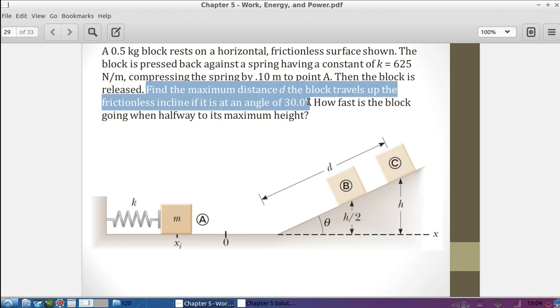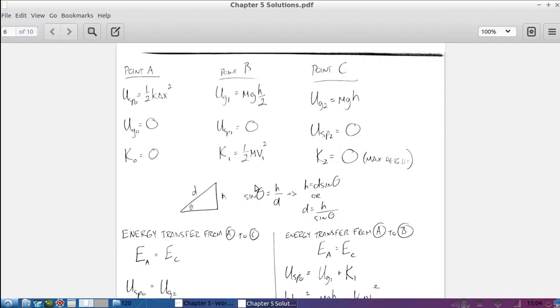Find the maximum distance d the block travels up the frictionless incline. Now, if you notice, d is not the same as h, right? So I can't solve for h. I've got to find a relationship between h and d. Fortunately, I've got this angle of incline theta. It's a right triangle, so I'll just do a little bit of trig and figure out that relationship.